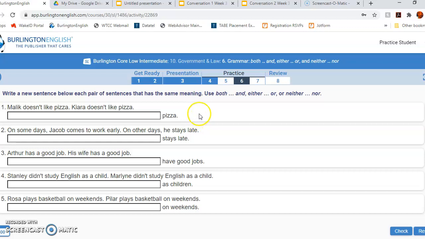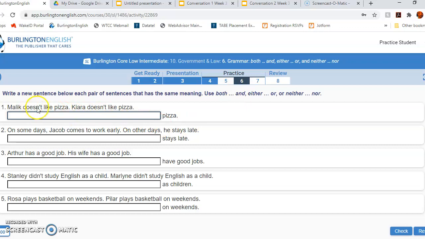All right, let's look at this one. This is a little longer. Remember, we're in low intermediate, so you do need to type out the whole sentence here. So let's do one for an example. Malik doesn't like pizza. Kiara doesn't like pizza. So this is a little bit repetitive. It's very basic writing. So this is a very good way, using these conjunctions, to build your writing and make it more advanced.